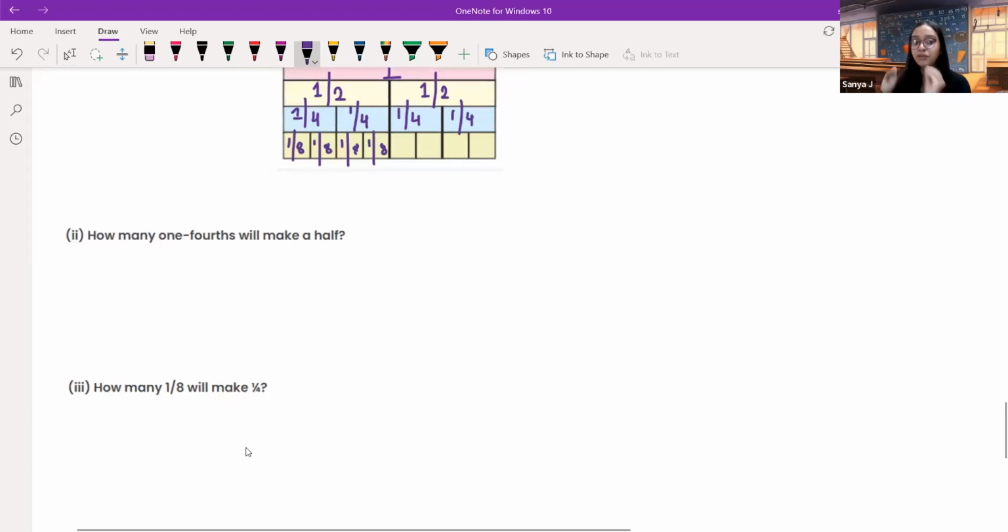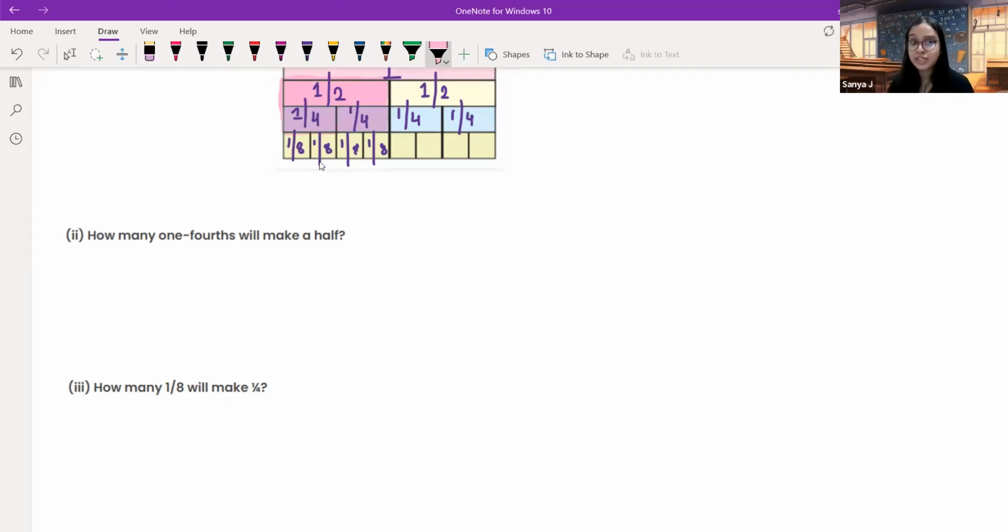How many 1/4 will make a half? Okay. So we have a half over here. This is a half in front of us, correct? This is a half. And how many 1/4 represent this part? If we all look at it carefully, we have 2/4, correct? So 2/4 will make one half.